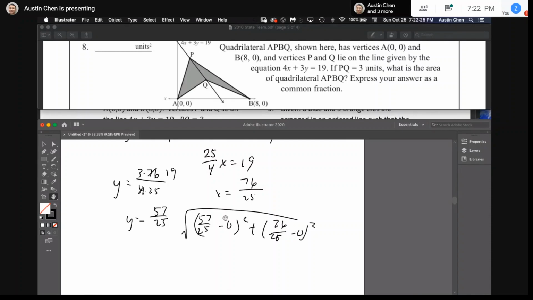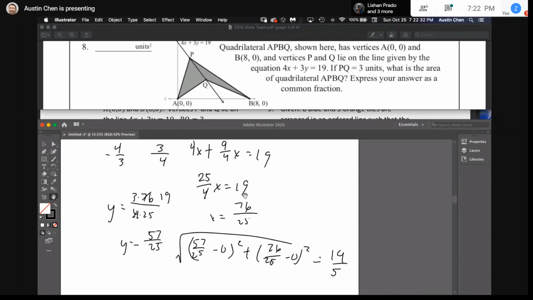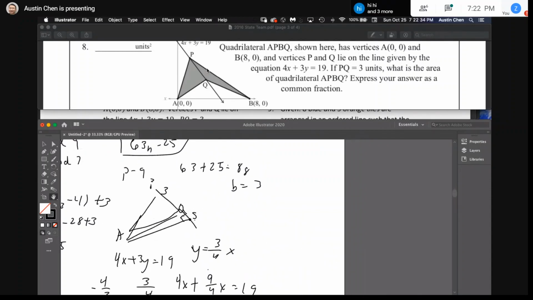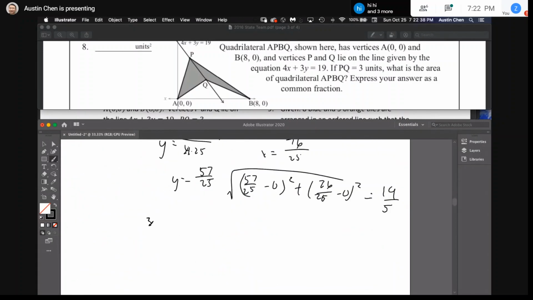Okay. Oh, this is pretty nice actually. So this comes out to 19 over 5. All right, so then the area of our first triangle is going to be 3 times 19 over 5 over 2, right? Times 1/2. And this is just 57 over 10.